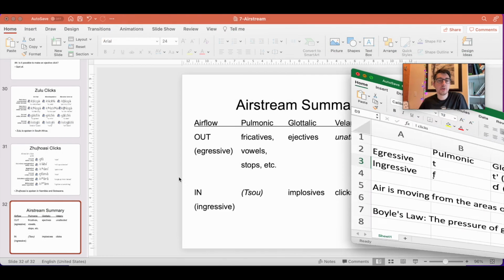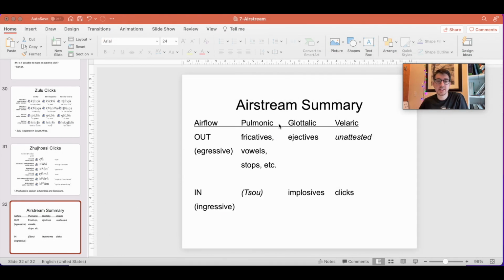So we have the overview of airstream mechanisms. We have the airflow that's going out and in. If it's going out, we call these speech sounds egressive. If it's going in, we call them ingressive. They can be pulmonic, with your lungs. They can be produced above your lungs with your larynx here, and velaric produced even higher up in the mouth cavity. So this was the summary of airstream mechanisms.